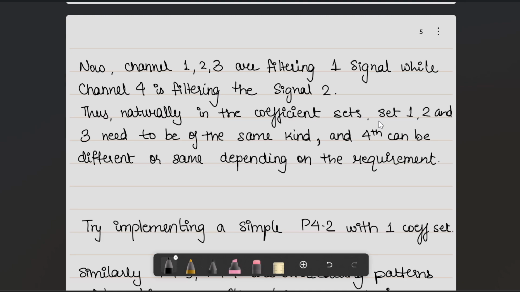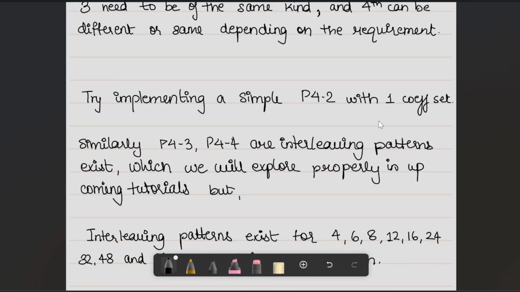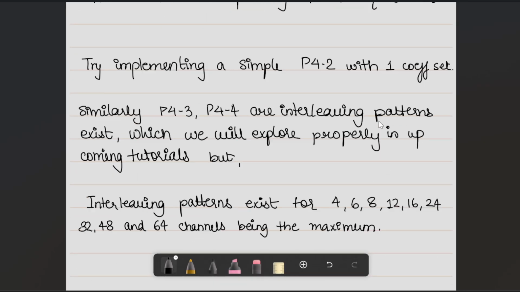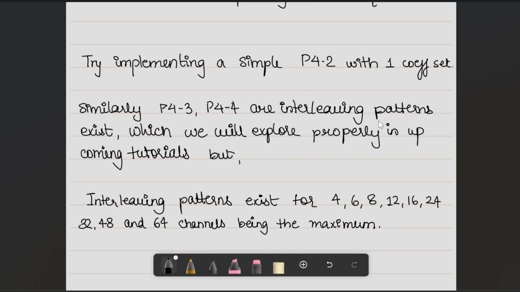So sets 1, 2 and 3 need to be of the same kind, while the fourth can be different or the same depending upon the requirement. I would ask you all to try implementing a simple P42 with one coefficient set. Similarly, P43 and P44 are also interleaving patterns that exist and will be explored in upcoming tutorials.